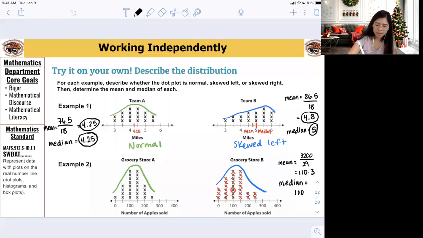And what does that mean? That means that my mean is to the left or right? To the right. The median is 100. The mean was 110. It's a little bit messy, but basically the mean is to the right, which is why we call this skewed right.